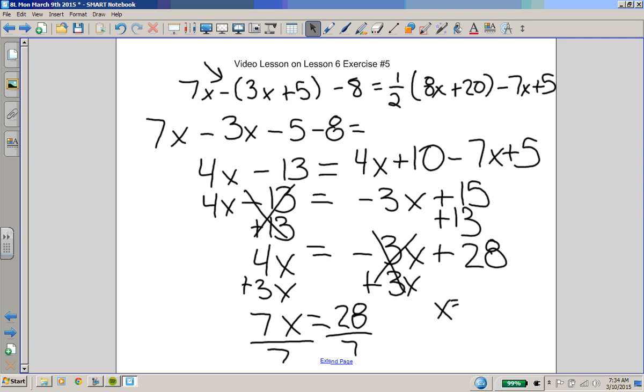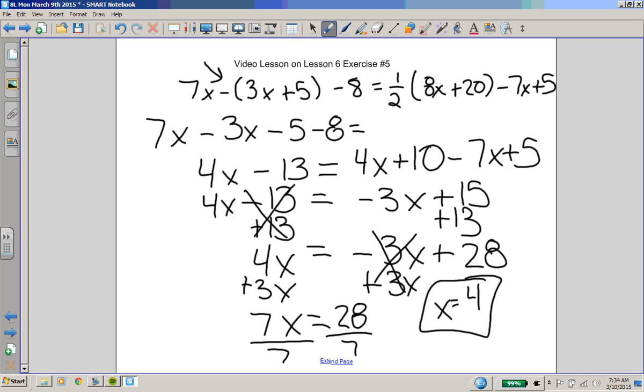X equals 4. I could check my work, and I want you to do that right now by yourselves. I would like you, underneath this work or in your notebook, to check your work. Plug in x, plug in 4 anytime you see x to see if I'm correct.